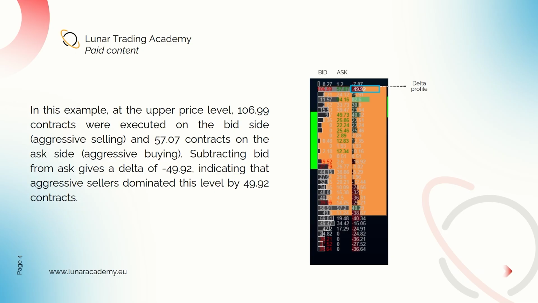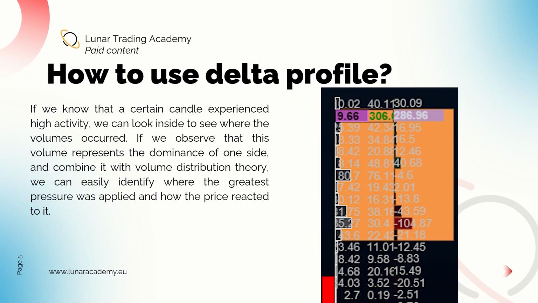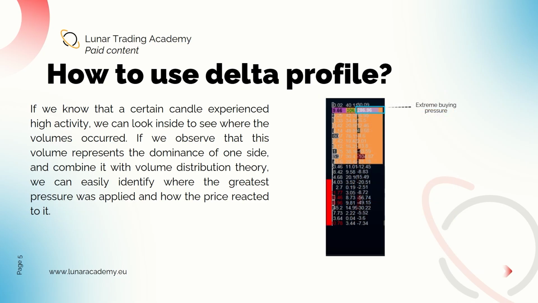Since the dominance isn't too extreme, the delta at this level is red, but it doesn't indicate anything out of the ordinary. What can be considered extreme is the delta at this price level. Around 10 contracts were traded on the bid side and 306 contracts on the ask side. So somebody aggressively bought 306 contracts here, creating a dominance of 286 aggressive buyers. And that's a key piece of information here.